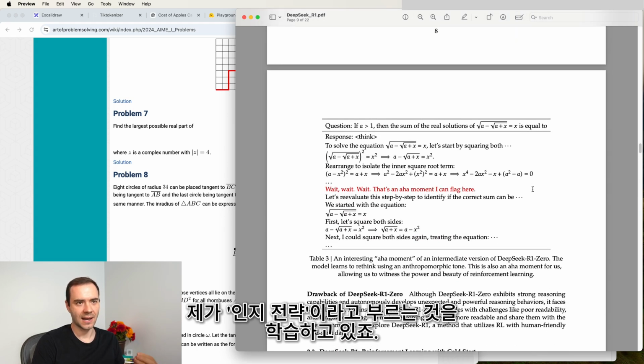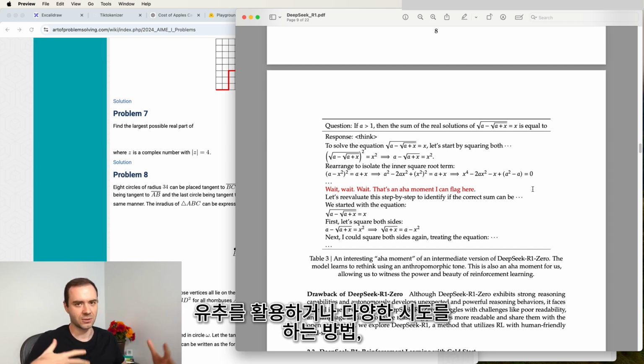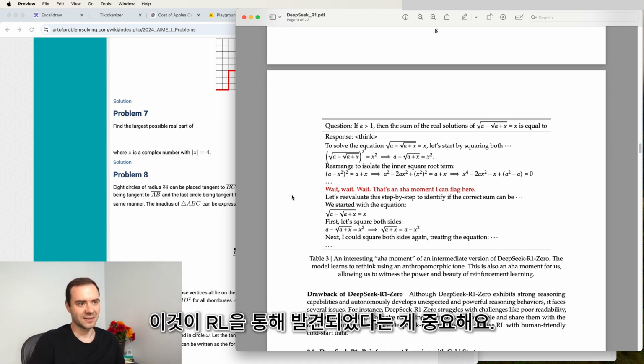It's learning what I like to call cognitive strategies of how you manipulate a problem and how you approach it from different perspectives, how you pull in some analogies or do different kinds of things like that, and how you try out many different things over time, check a result from different perspectives, and how you solve problems. But here it's discovered by the RL.